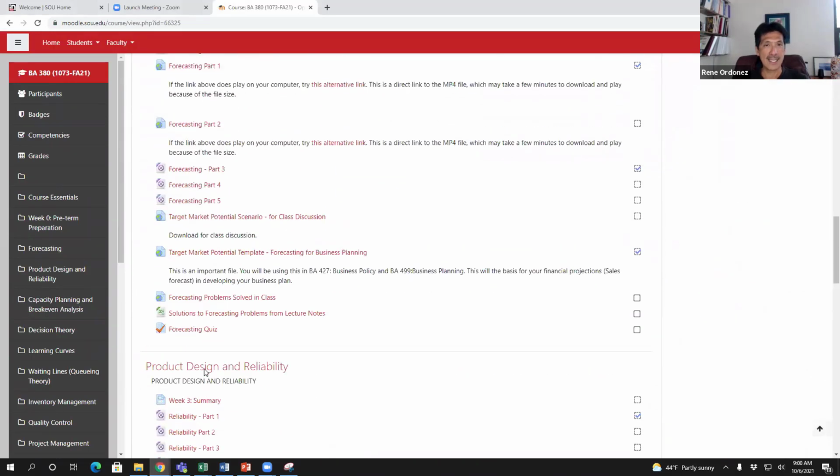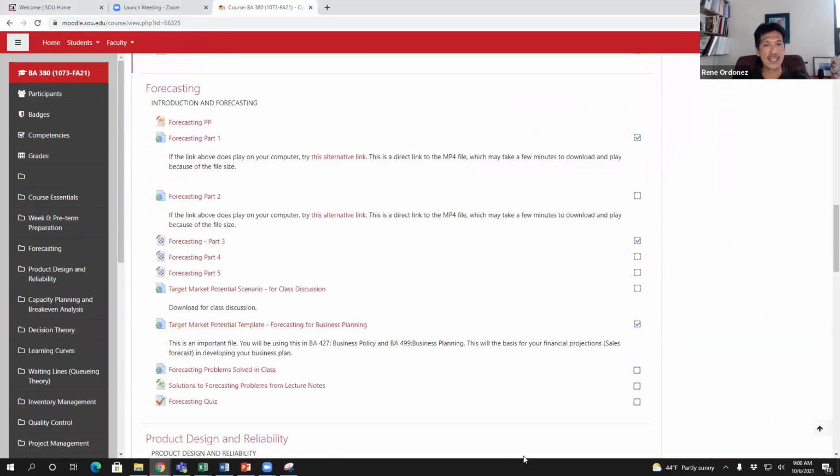Go to the forecasting section and download these two files. Oops, that one, the target market potential scenario. And then also download the target market potential template.